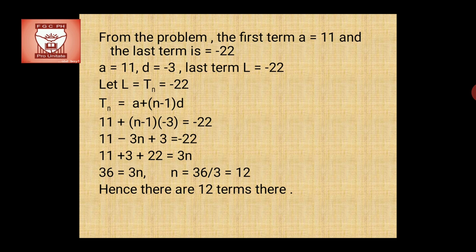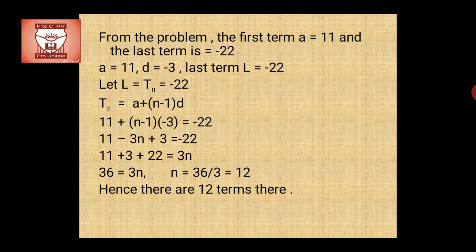Now, solving from the formula, T sub n equals A plus bracket n minus 1 bracket D. We are looking for n. We already know the last term, which is minus 22. So we substitute in the formula with the values we have, then we solve for what we don't have, which is n, and that is what we are looking for.